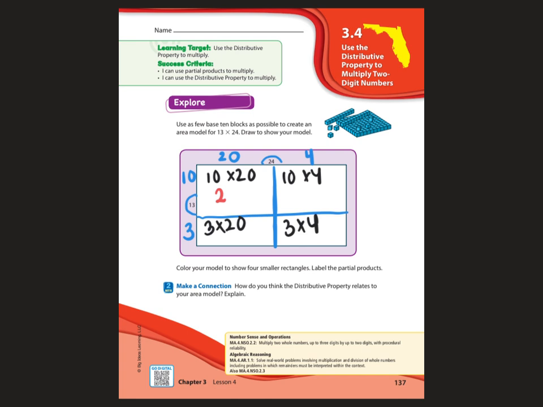This would be 10 times 20 would be 200. 10 times 4 is 40. 3 times 20 is 60. And 3 times 4 is 12. I line up all my answers and add them up, making sure that I have the digits in the place value aligned.